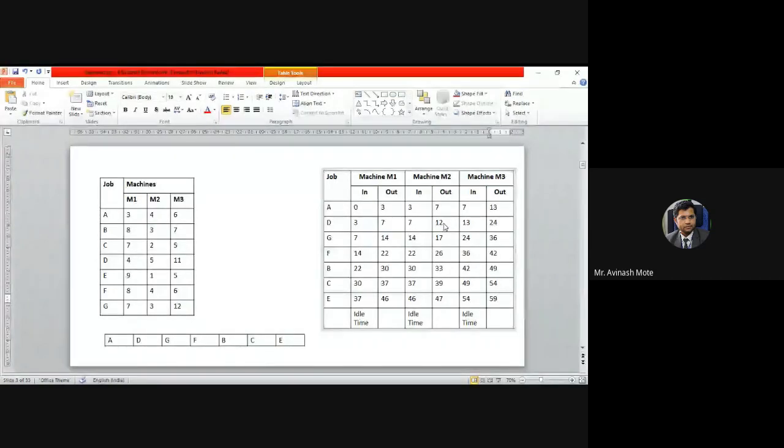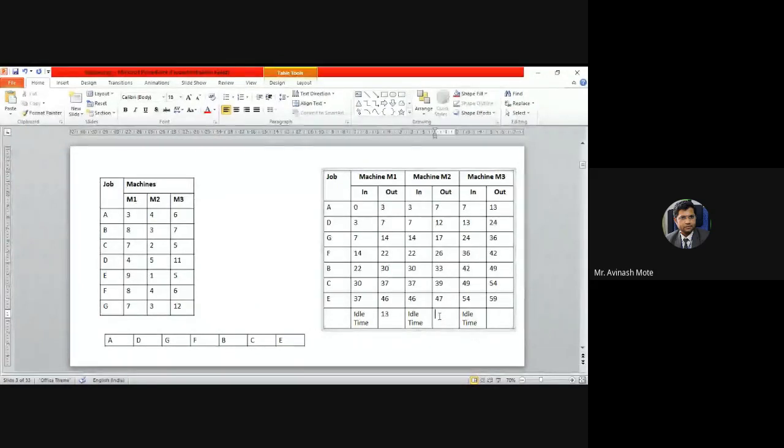Okay, let's come back to the initial one. Idle time for M1. Exactly. 59 minus 46. So 13.